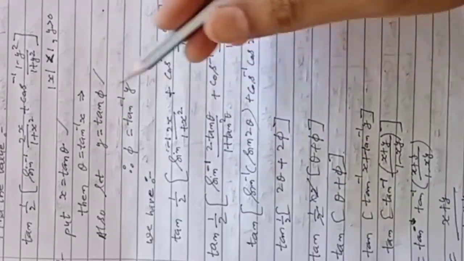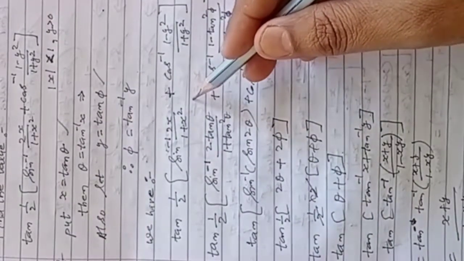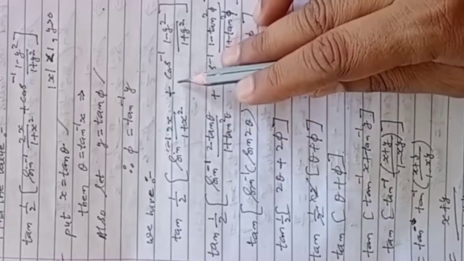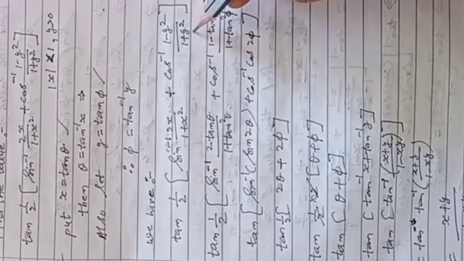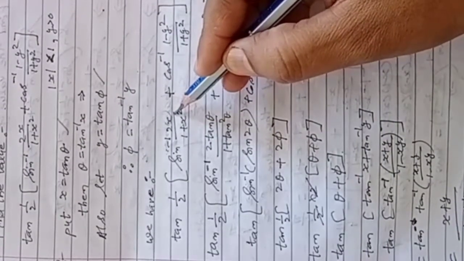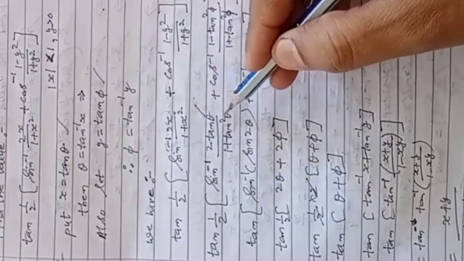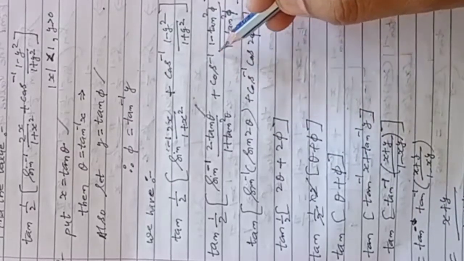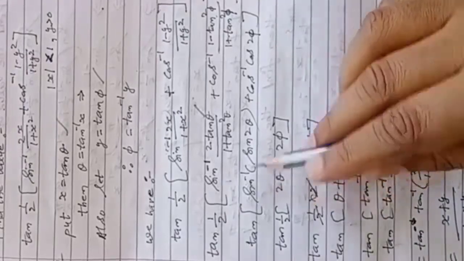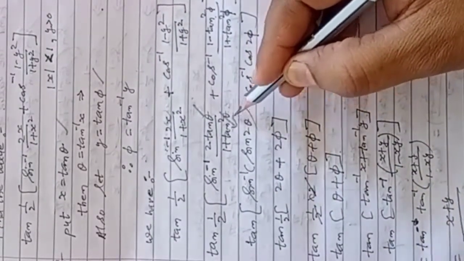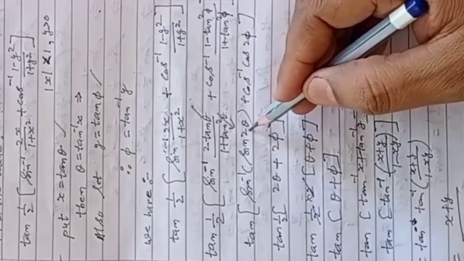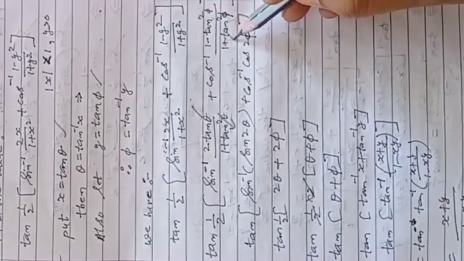Now we will take the left hand side. It is tan of 1 upon 2 sin inverse 2x upon 1 plus x square plus cos inverse 1 minus y square upon 1 plus y square. Now we will put the value of x, it is tan theta. So 2 tan theta upon 1 plus tan square theta, and cos inverse 1 minus tan square phi upon 1 plus tan square phi. Now this is the formula of sin 2 theta, we studied it in class 11th, and this is the formula of cos 2 theta.